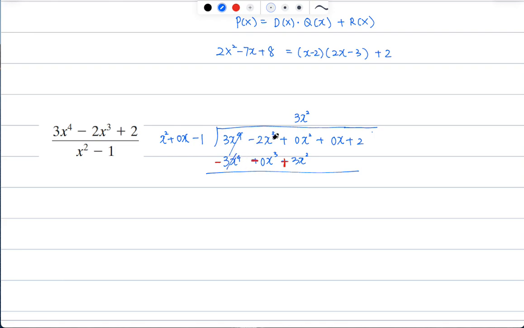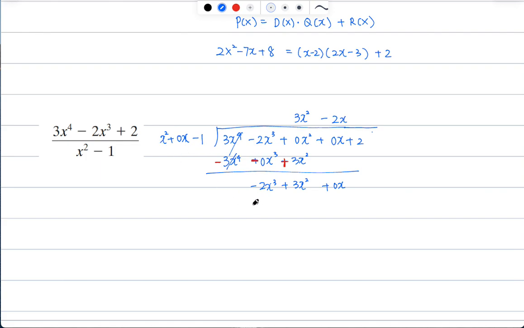Negative 2x cubed, or plus or minus 0x cubed, either way this doesn't change anything. So negative 2x cubed and plus 3x squared. Next, 0x comes down. Then negative 2x cubed divided by x squared, I have a quotient of negative 2x.